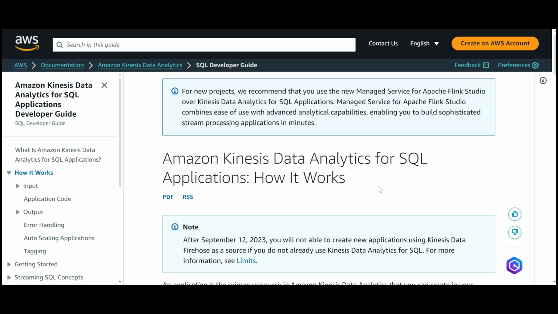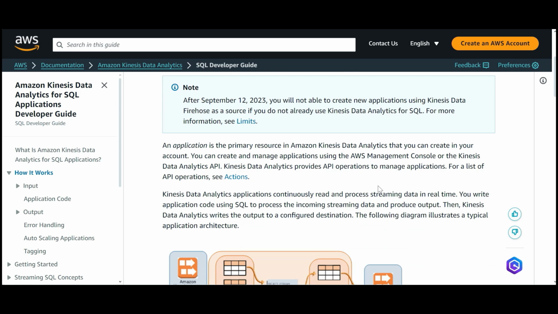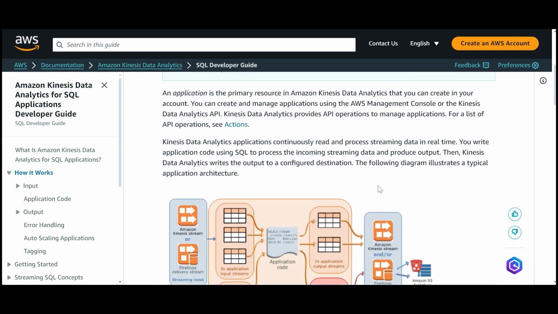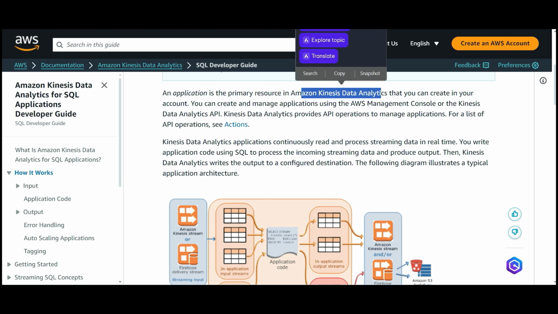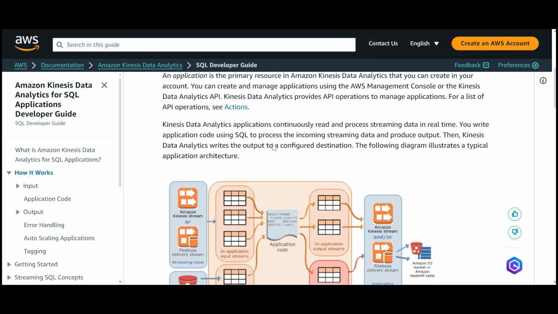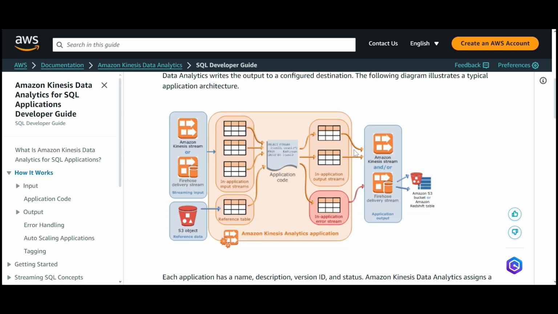We will use this product, Kinesis Data Analytics. Here, the application is the primary resource in Data Analytics. So you can continuously read and process streaming data. You write application code using SQL to process incoming data and produce output. That means using SQL, you can analyze that data now.